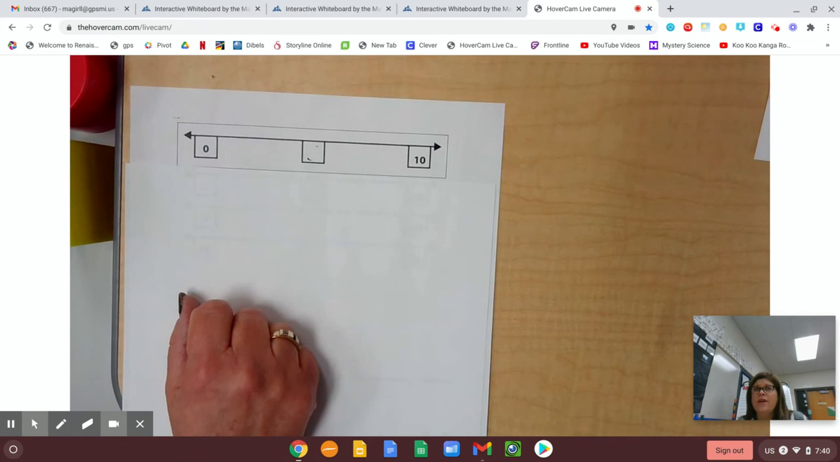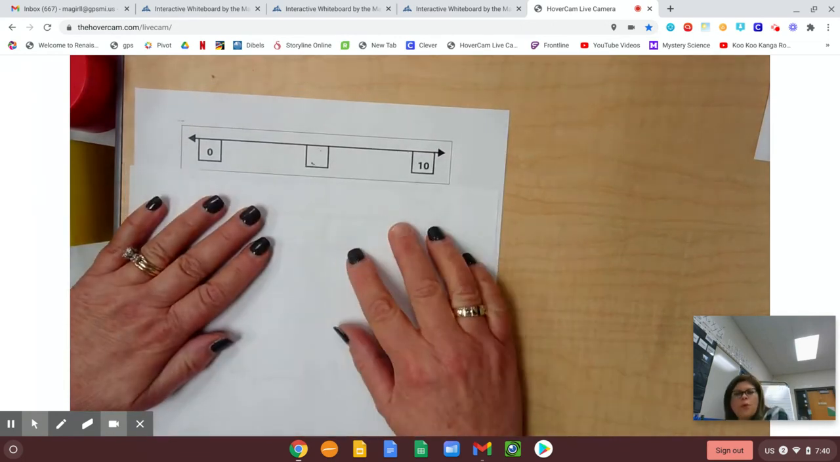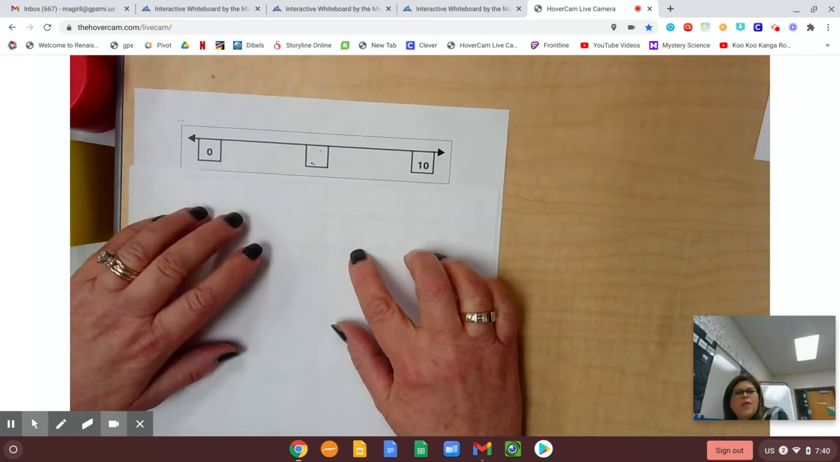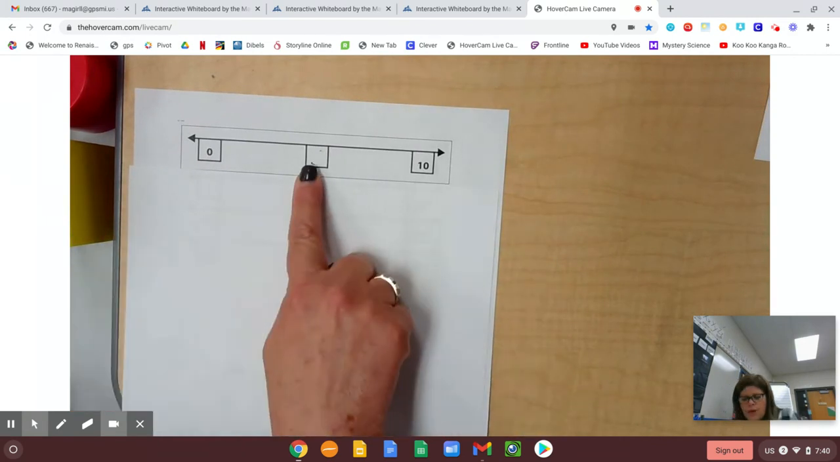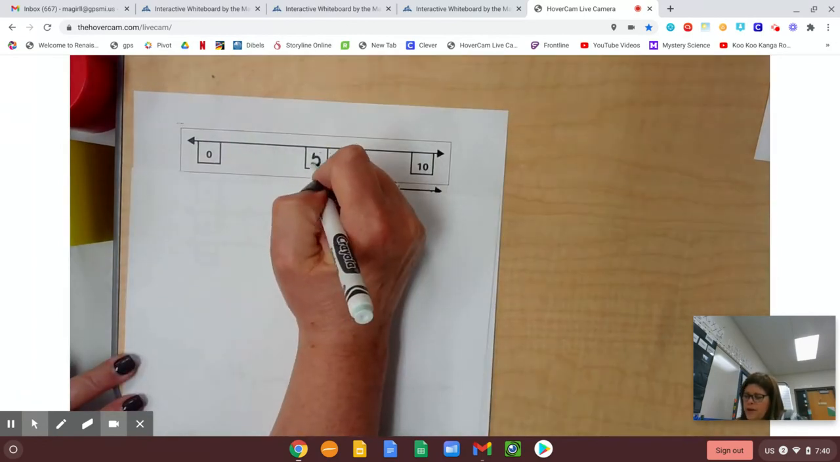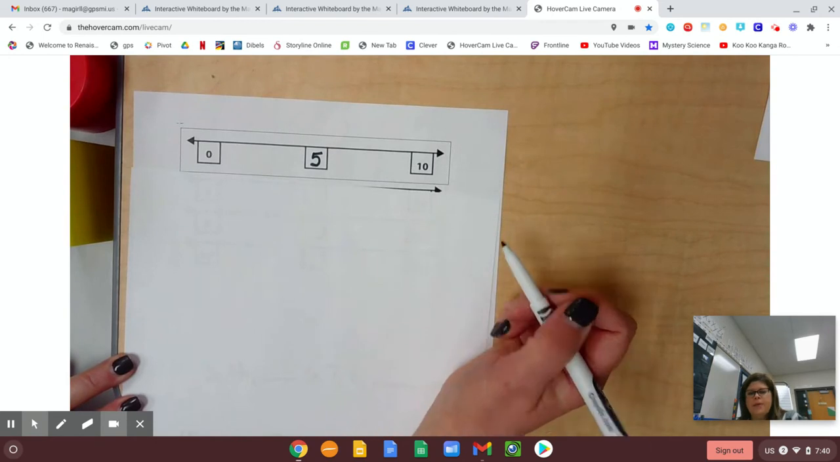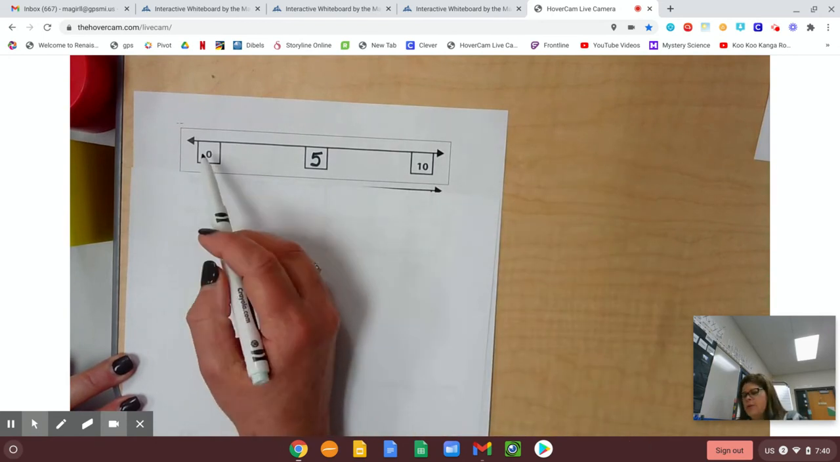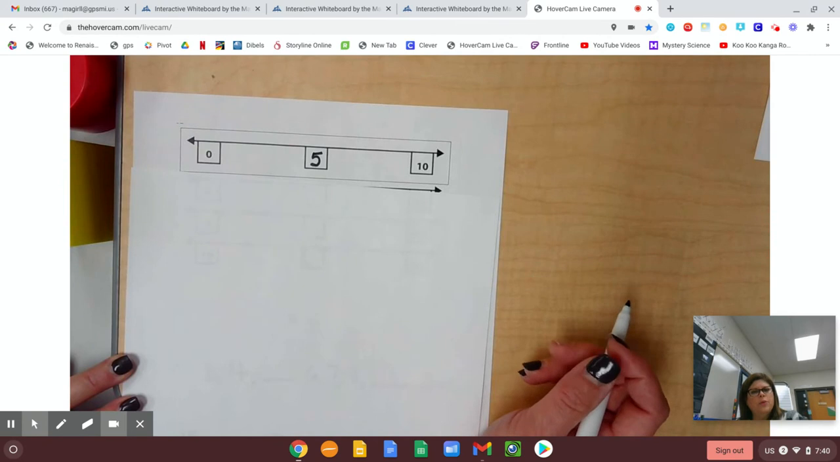If you're thinking, you know you have 5 fingers and 5 more make 10, then 5 and 5, the middle number 5 would be halfway. Because if you double 5, you end up on 10. Or if you count by 5s, you'd say 5, 10, and that's how you would know.